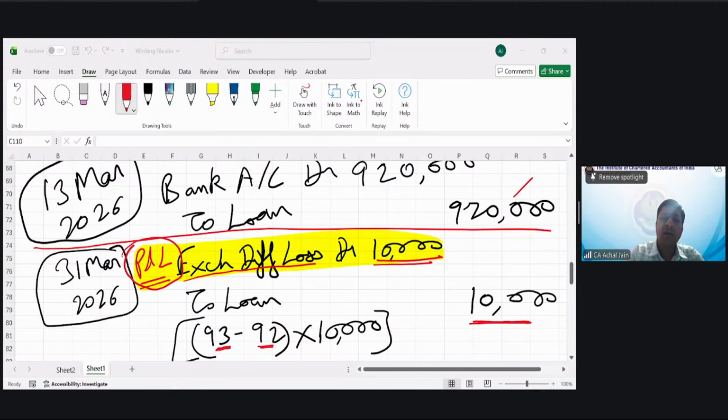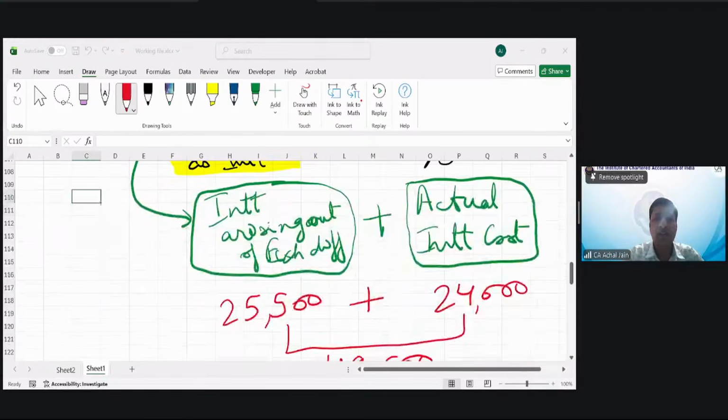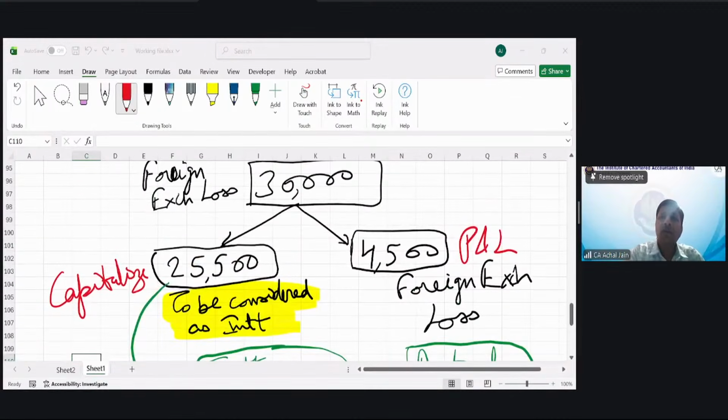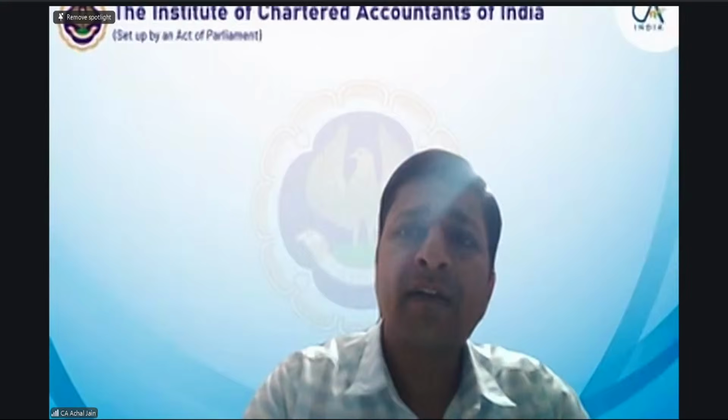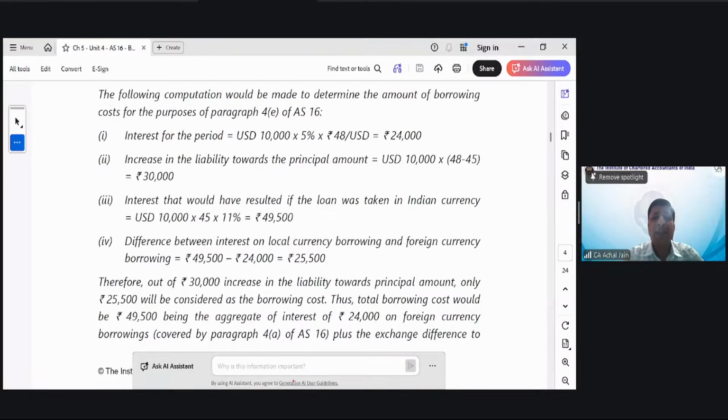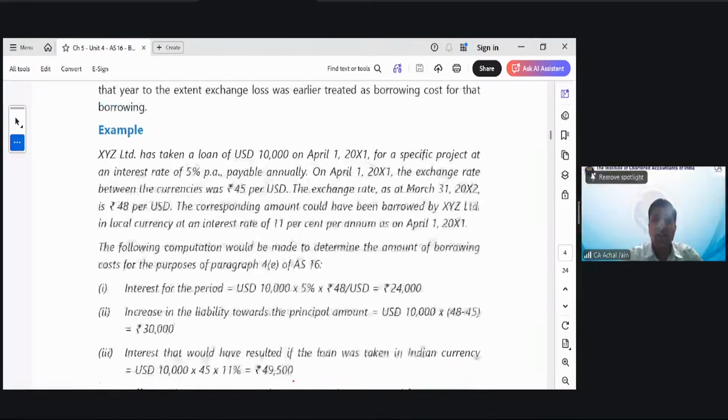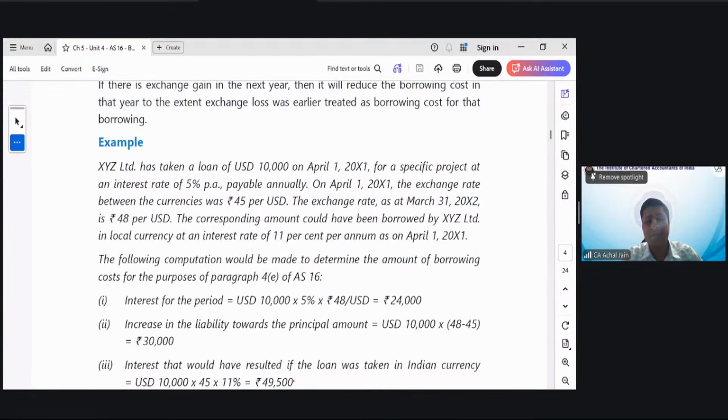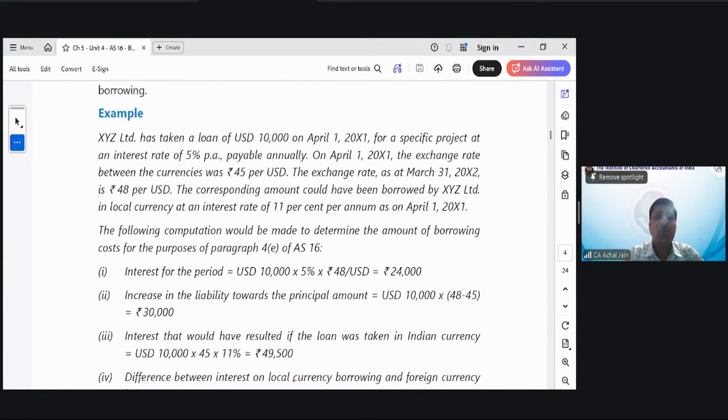Okay, she's asking how do we get 30,000? So the same thing is there in case of 30,000. Okay, so now if you go back, I think you can also try to compute this. So in the given case, what is the amount of liability that we have? In the given case, the amount of liability is 10,000. Initially, the rate of conversion was 45 when the loan was taken. At the year end, what is the rate of conversion? It is 48.